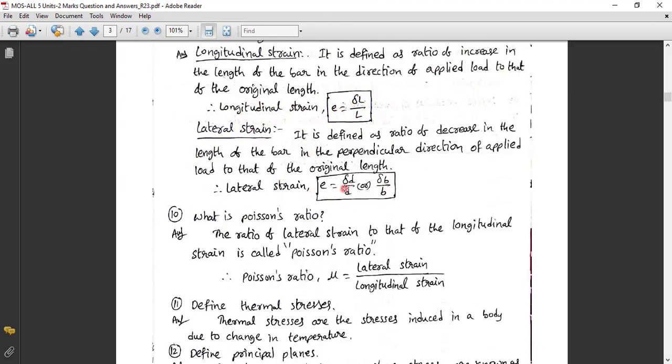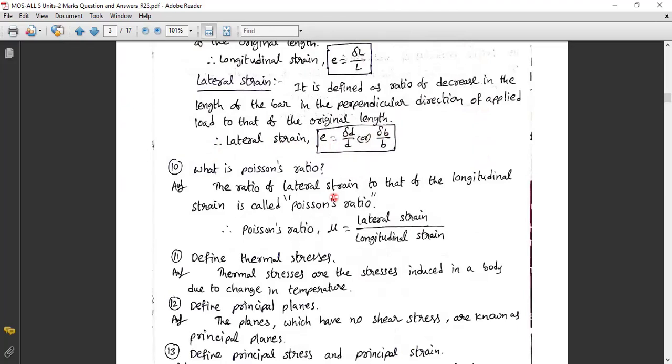Lateral strain is given by, see, if my length is increasing or decreasing, the opposite breadth or depth should decrease or increase, vice versa. So, if you are taking lateral strain, e is equal to change in the diameter upon the original diameter, or change in the breadth upon the original breadth. Lateral strain is defined as the ratio of decrease in the length of the bar in the perpendicular direction of applied load to that of the original length. Lateral strain e is equal to delta D by D or delta B by B.